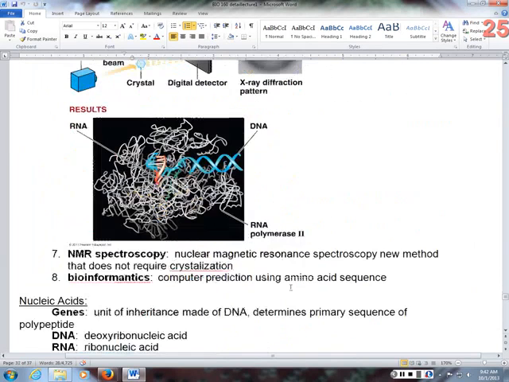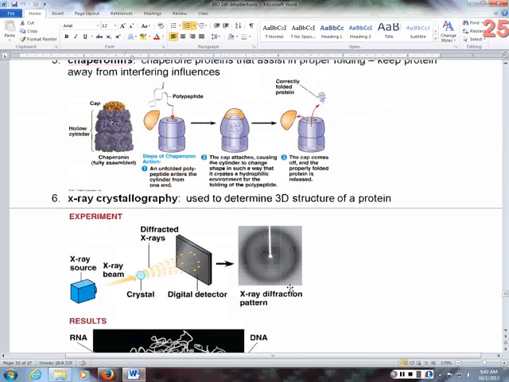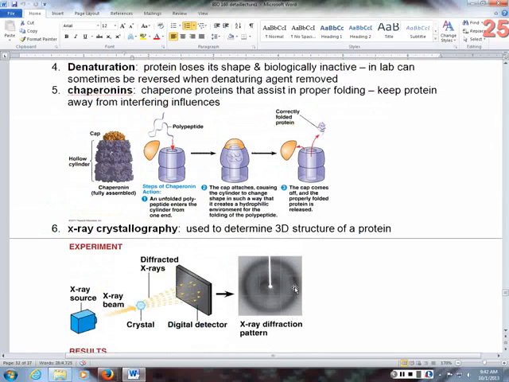Let's see where, okay. We'll finish proteins, and then all you'll have to do is the nucleic acids at home.